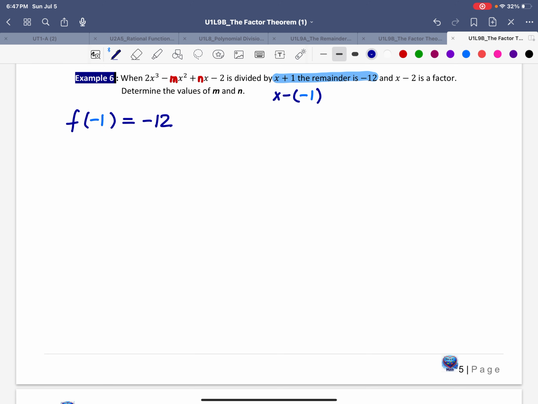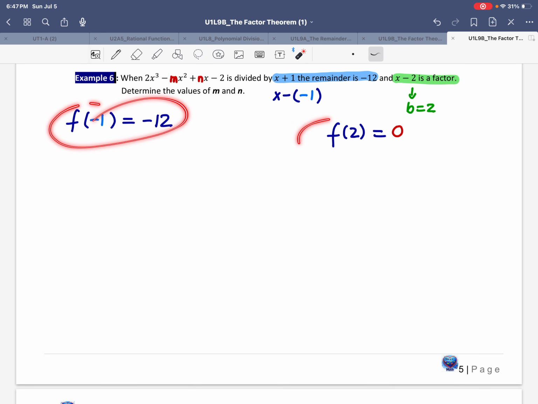So we got that. Now, the next piece of information states that x minus 2 is a factor. So what does that mean? It means that at x equals 2, the value of this function will be equal to, if it is a factor, 0. So we're going to use these two statements in this equation to find both unknown coefficients.